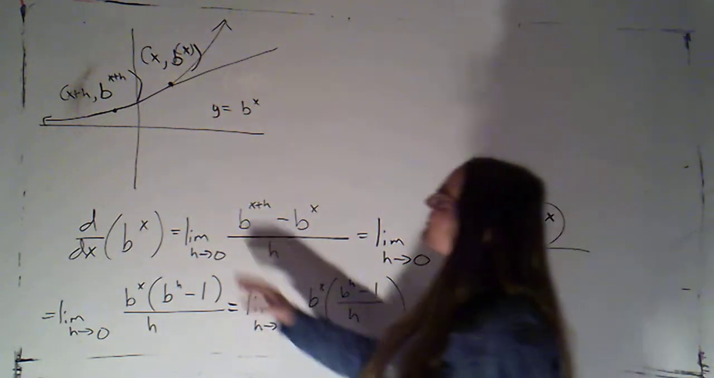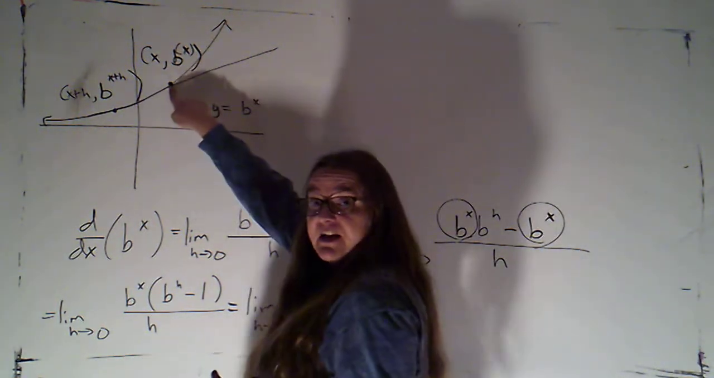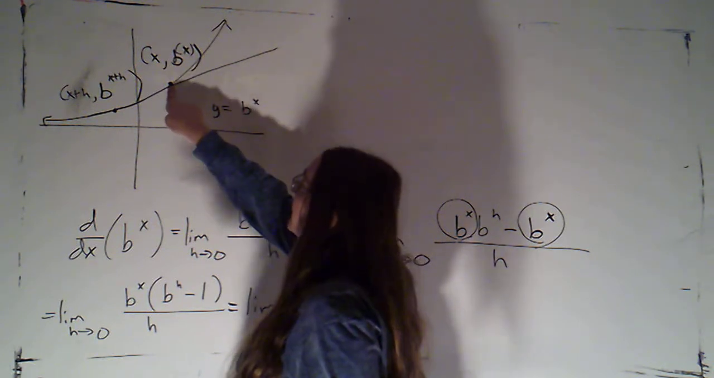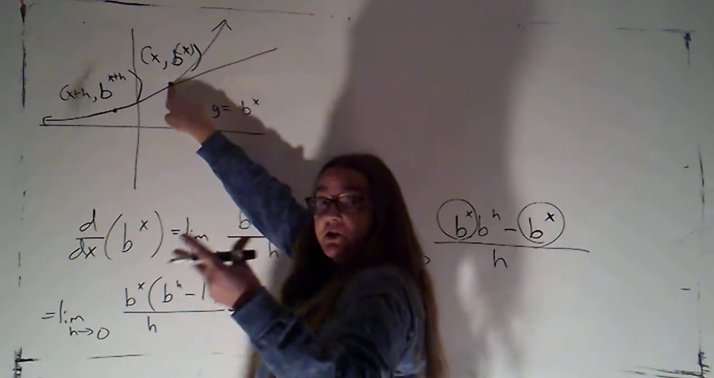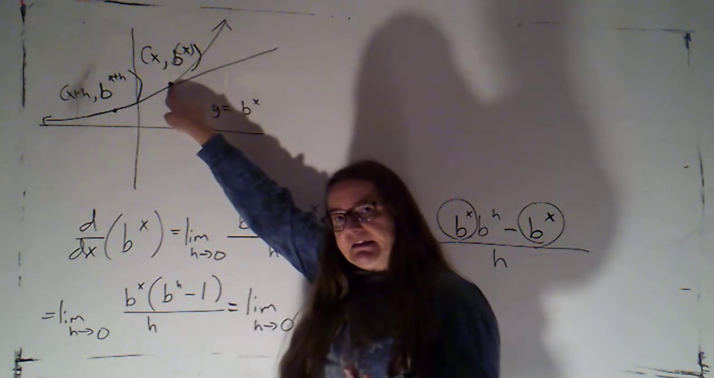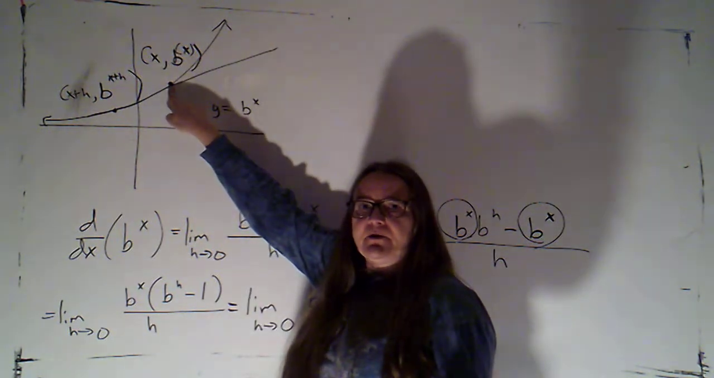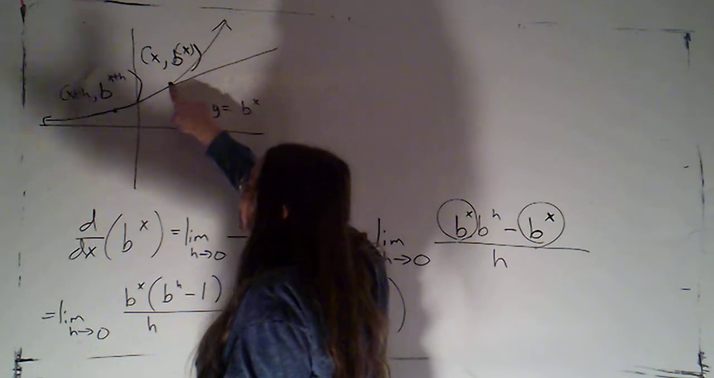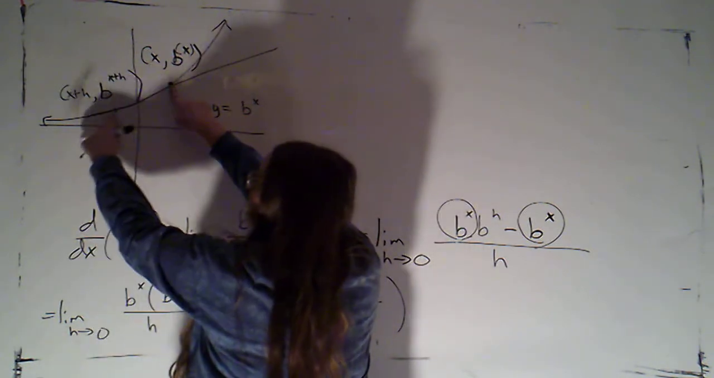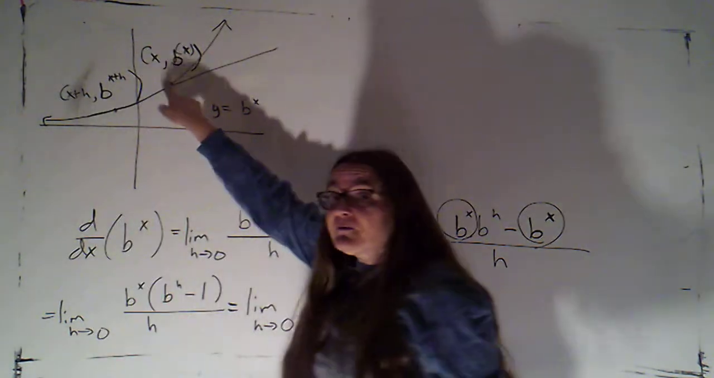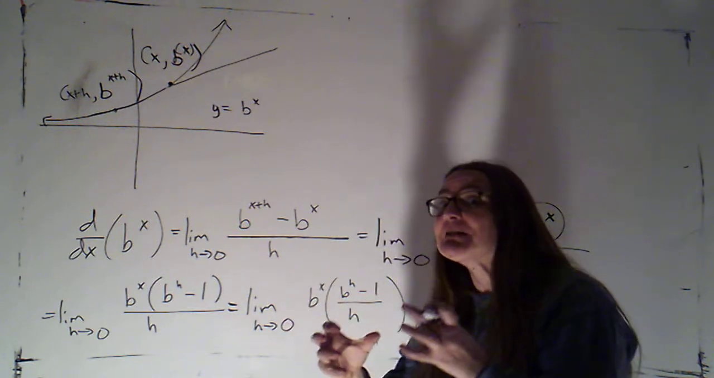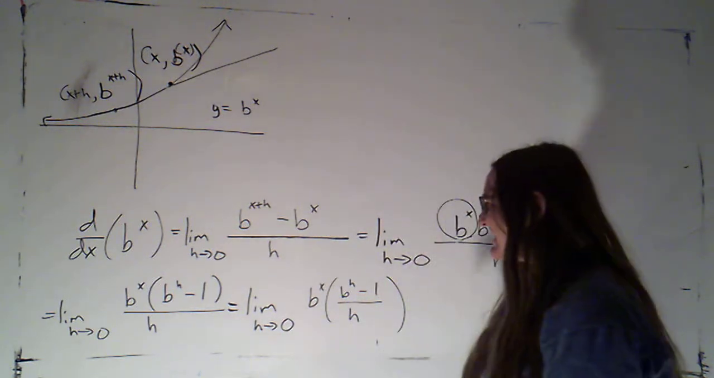Okay. Remember, on my picture here, this was the point of tangency. I'm thinking of x, and therefore b to the x, as being fixed but unspecified numbers. This point isn't moving. It's this point that's moving closer to this point. This is representing a constant. I just haven't specified which constant it is.